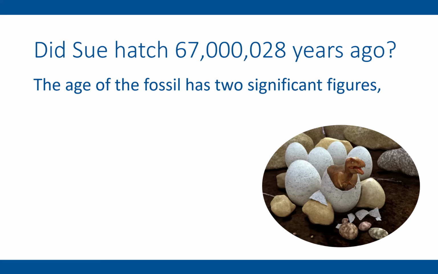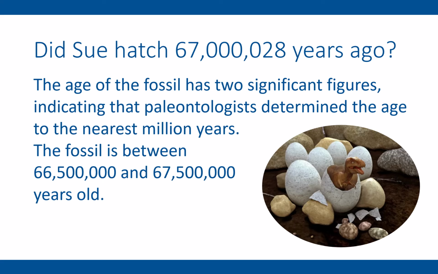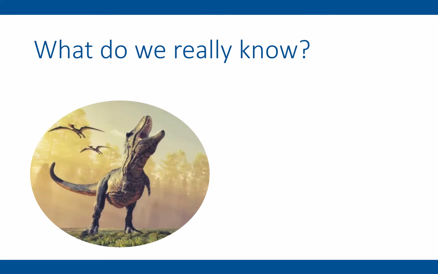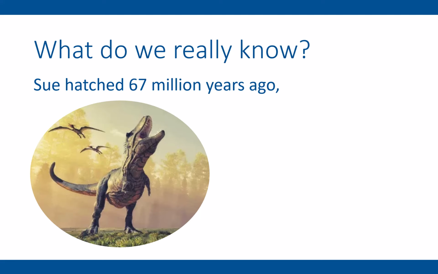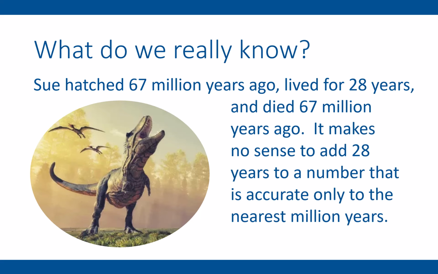The age of the fossil has 2 significant figures, indicating that paleontologists determined the age to the nearest million years. The fossil is between 66.5 million and 67.5 million years old. On that scale, 28 years is insignificant. So, what do we really know? Sue hatched 67 million years ago, lived for 28 years, and died 67 million years ago. It makes no sense to add 28 years to a number that is accurate only to the nearest million years.